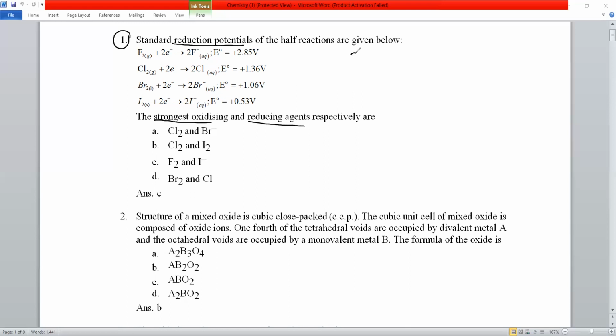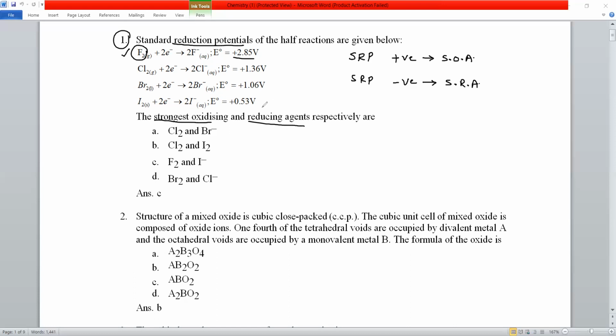So I'm considering whether the SRP value is positive or negative. If the SRP value is positive, it means a strong oxidizing agent. If it is negative, it means a strong reducing agent. Now look here, which is the highest positive value? This is plus 2.85, this is plus 1.36, this is plus 1.06, this is plus 0.53. The highest positive value is fluorine, so fluorine is the strongest oxidizing agent.